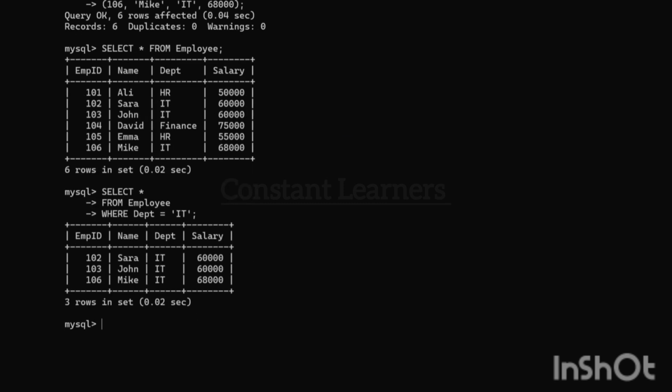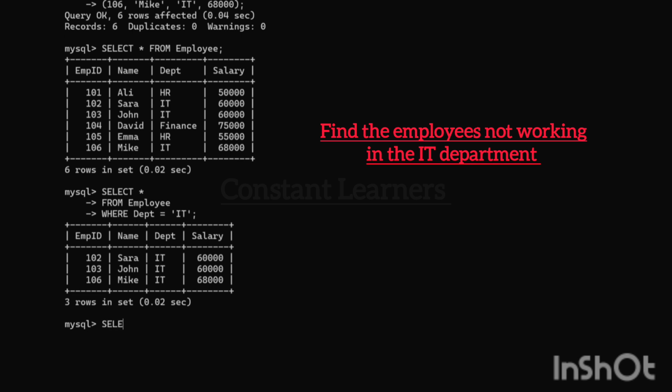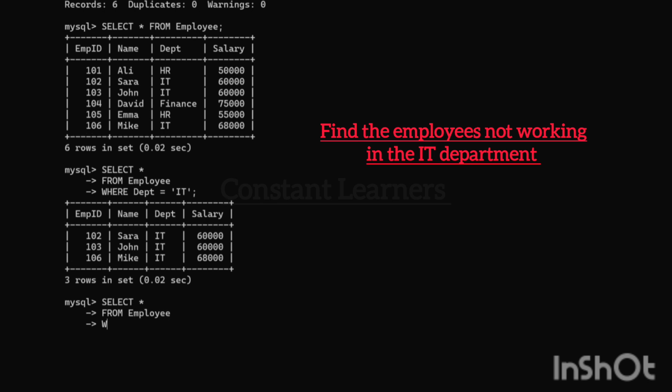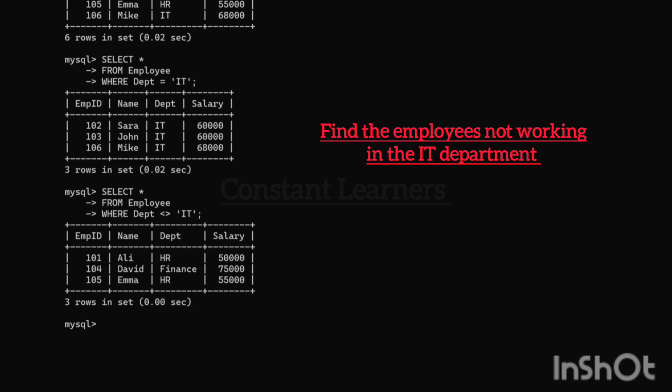Now, the second query is to find the employees not working in the IT department. Again, we are going to start with select all from employee. Now, condition is where department is not equal to IT. Now, here we don't have a not equal to sign. So, we use this symbol for that, okay? And here is our output.